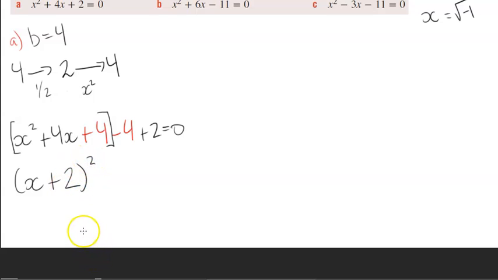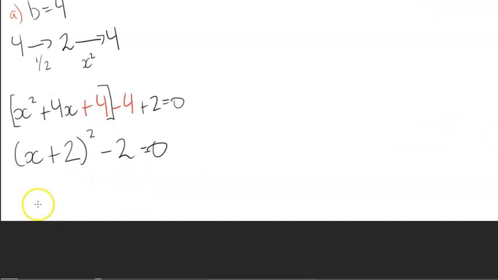So this is x plus 2 all squared. And then we have this negative 4 plus 2, which is just minus 2, which is equal to 0. Alright, so there is the completing the square part. Now what we're going to do is force this to be a difference of squares. So because there is a difference involved, this can be written as x plus 2 plus square root of 2.